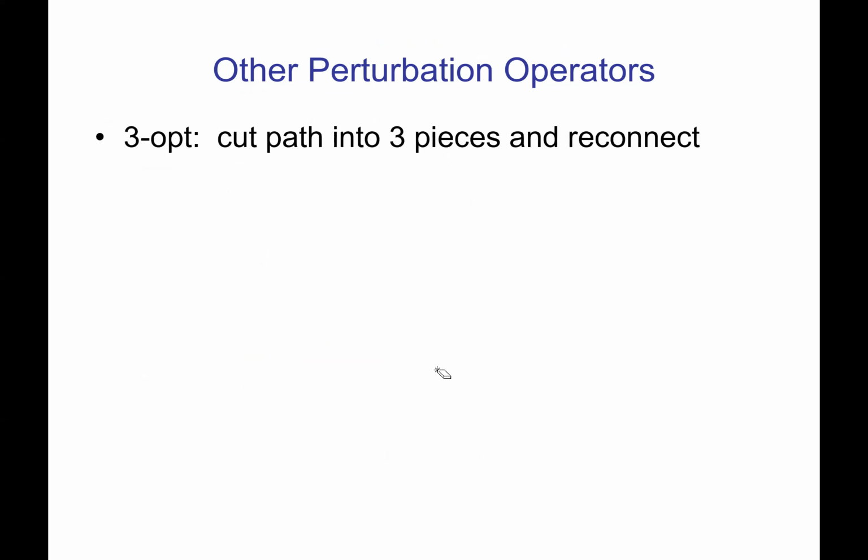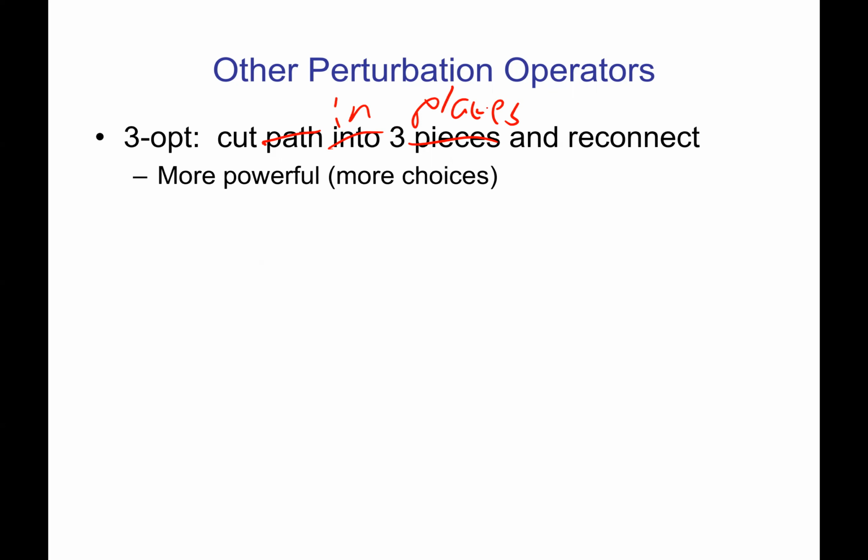Okay? These aren't the only perturbation operators. There's another classic traveling salesman perturbation operator called the 3-opt. A 3-opt basically cuts not into 3 pieces, it cuts in 3 places. Cut the path in 3 places and reconnect. So a 2-opt cuts it in 2 places and reconnects. A 3-opt cuts it in 3 places and reconnects. So it's more powerful, gives you more choices of how to connect things together, but it takes longer to explore them. There are now a lot more choices.